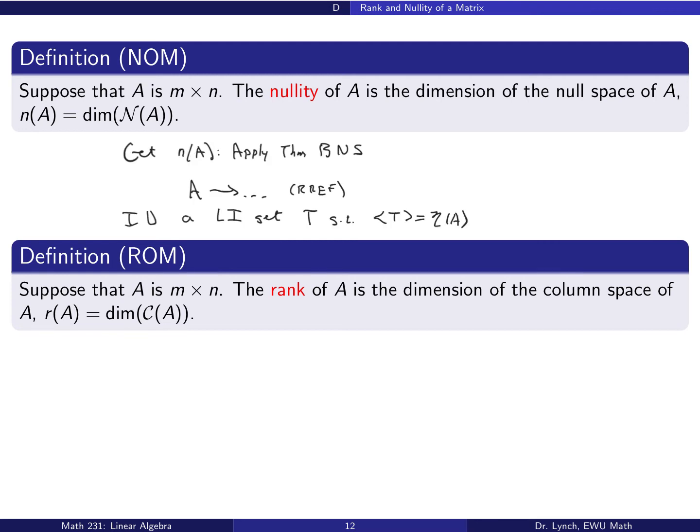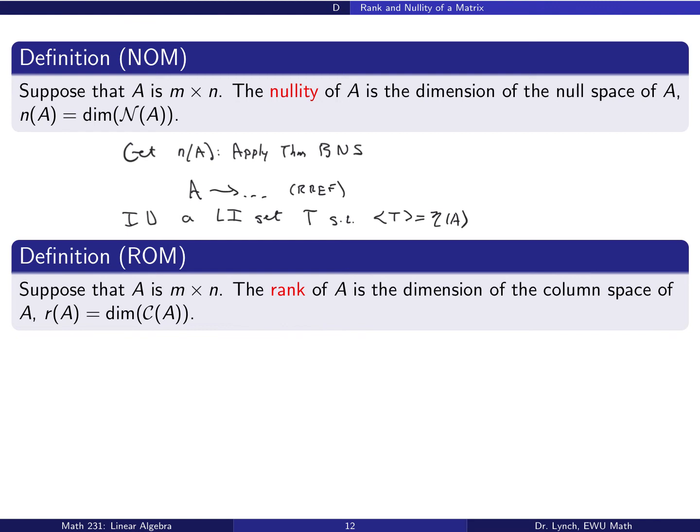If we want to get the nullity of A, we can apply Theorem BNS, the basis of a null space. So start with A, reduce it to its reduced row echelon form. We know how to identify a linearly independent set T such that the span of T is equal to the null space of A. And then the number of vectors in T will be the nullity of A.